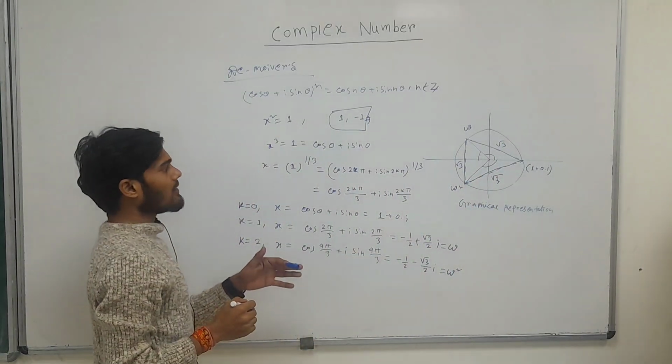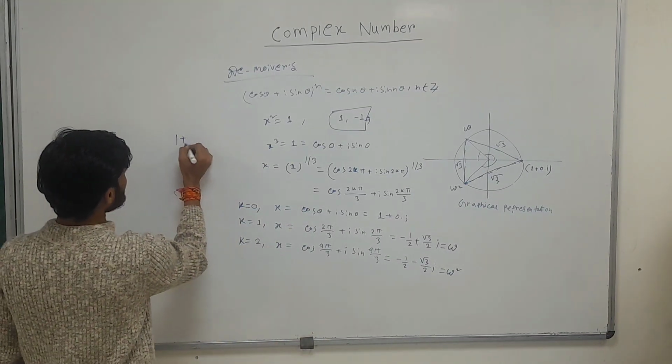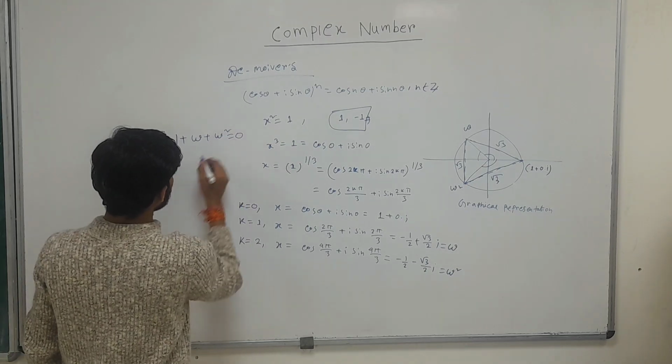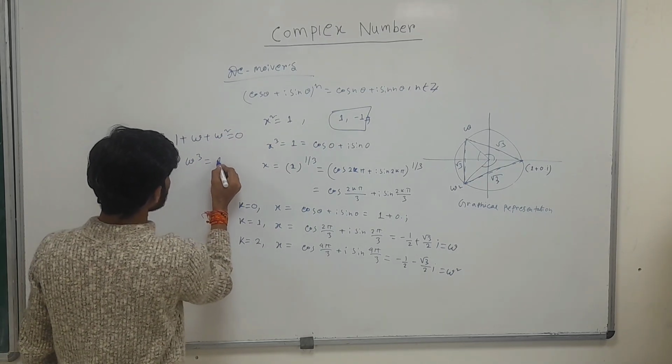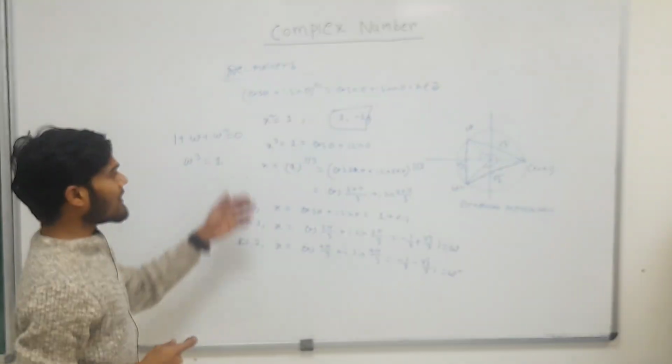So when we try to find the cube root of unity, you will get these conditions: omega plus omega square is equal to 0, and omega cube is equal to 1. In this way, we get the cube root of unity.